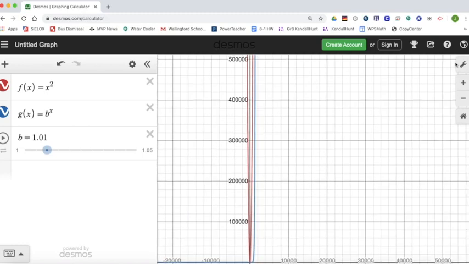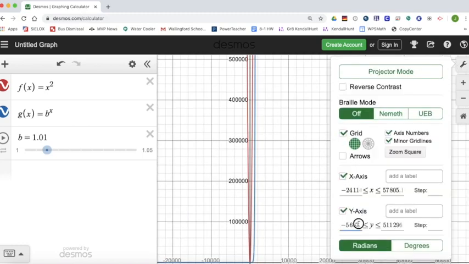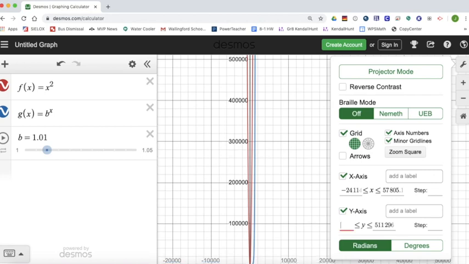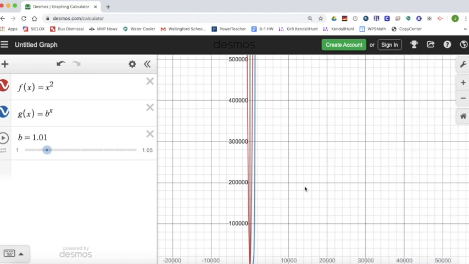Mr. Roboto, what are you doing to this graph? Hold on. Okay. That's not what I wanted to do.